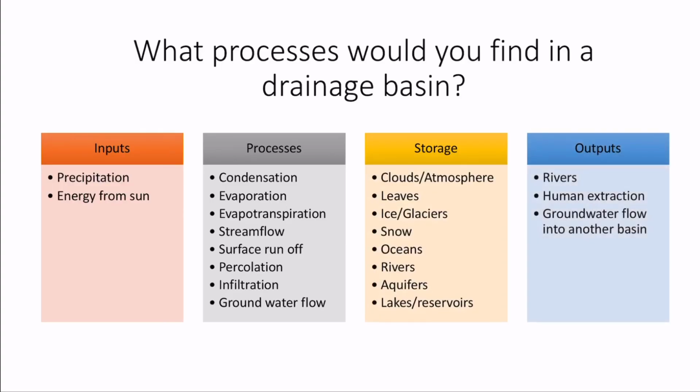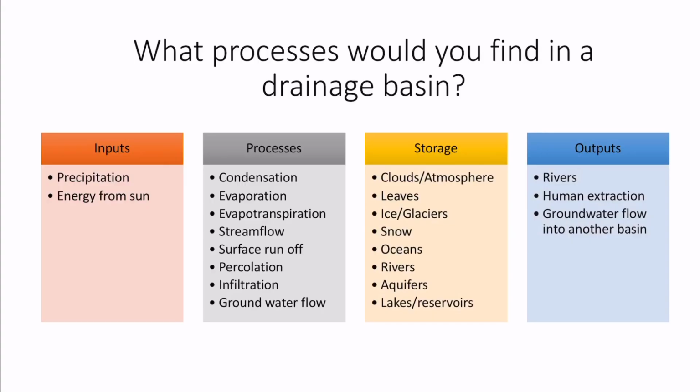And then outputs, I said, rivers flowing out of this drainage basin into the others. Also, humans can extract water from here. So we can take water out of the system. You could take it from that fjord and literally drive it to another area. We could extract it through pipes and pump it to a whole new drainage basin. We can take it out of this local system and put it somewhere else.